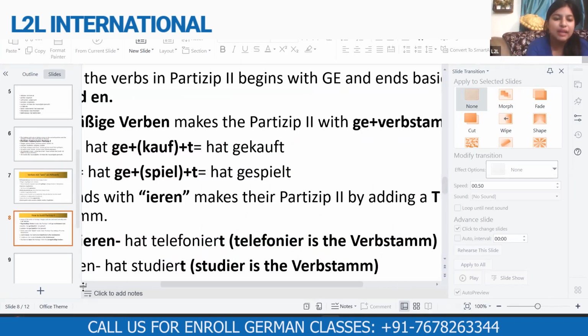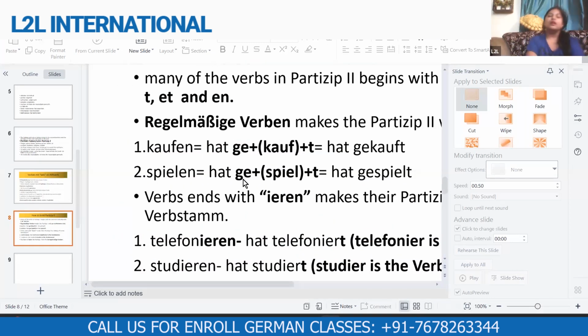So I have taken an example of the regular verb kaufen. तो kaufen के आगे हमें उसका helping verb लगाना है hat, which is the helping verb कि kaufen is buying and buying has no movement. So hat हमने लगा दिया helping verb. अब हमें ge add करना है और जो verb stamm होता है आपको पता है कि except the en part, the word which we are remaining with, that's a verb stamm. I told you at the conjugations time, right?